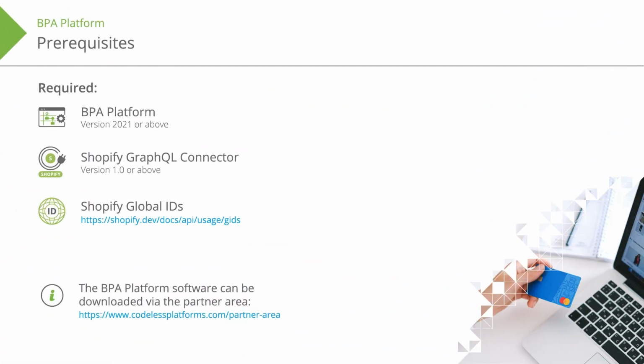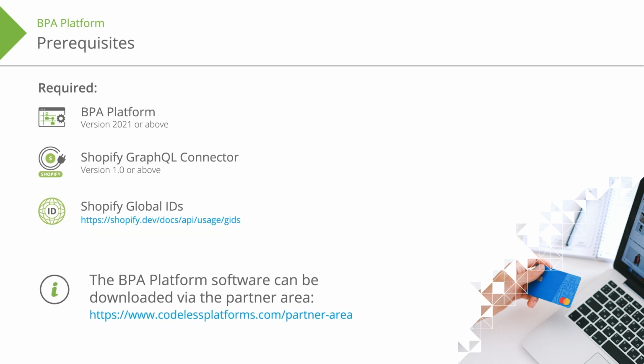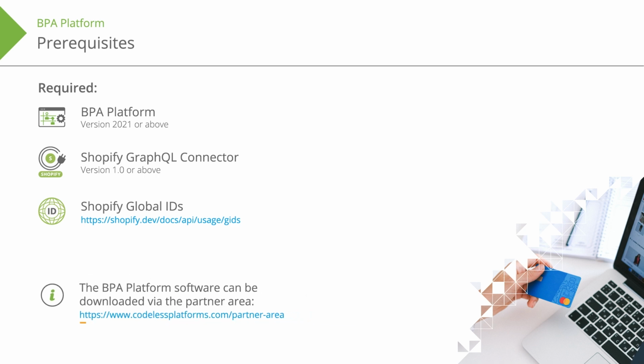You will require BPA Platform 2021 or above, and the Shopify GraphQL connector. You will also require global IDs for various Shopify objects. A detailed explanation of how to obtain these can be found via this link. The BPA Platform related software can be downloaded via the partner area on the Codeless Platforms website.